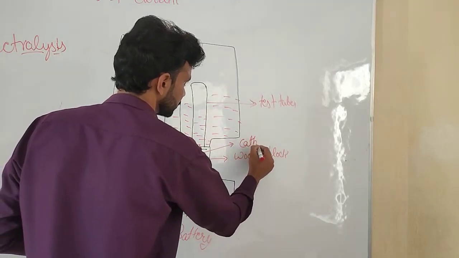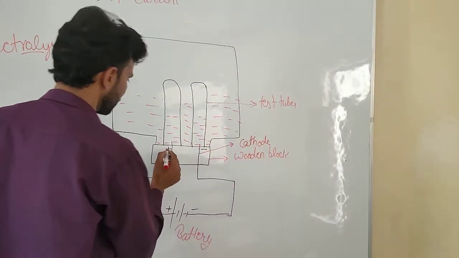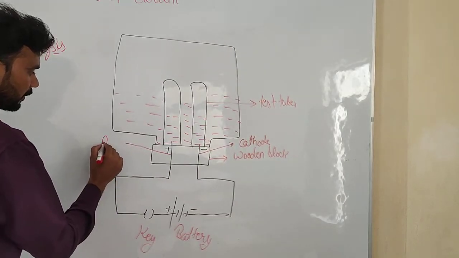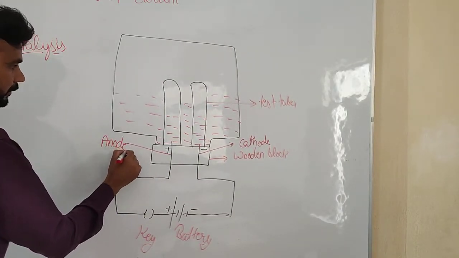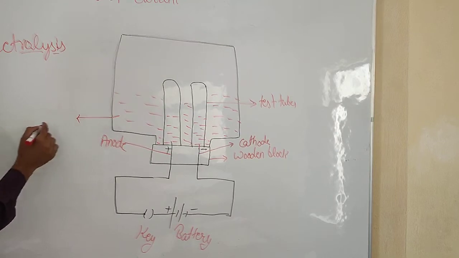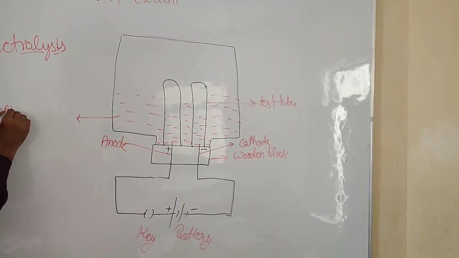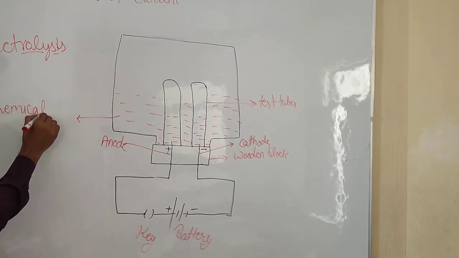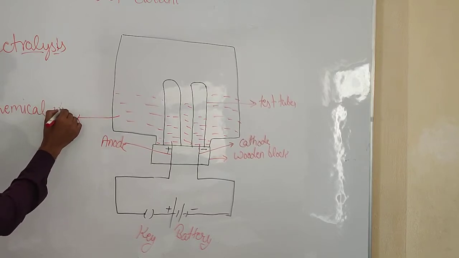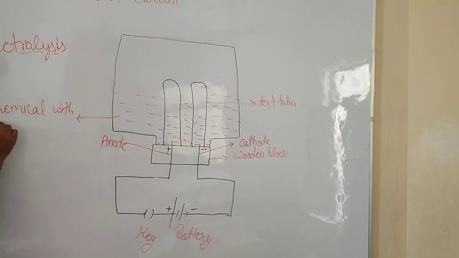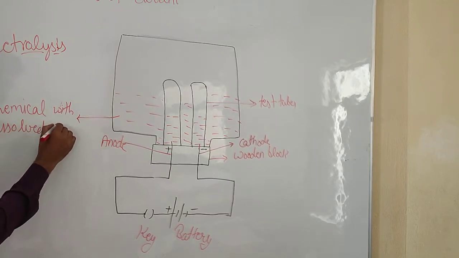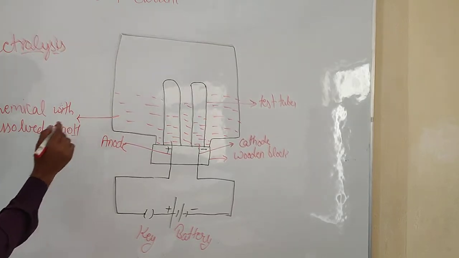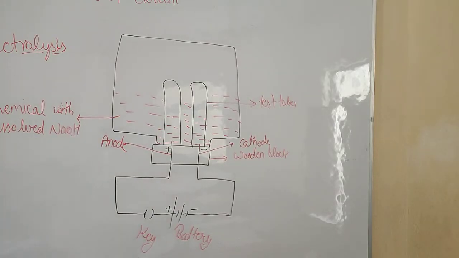Cathode, anode, and this is the chemical with the dissolved NaOH. We know that NaOH is an electrolyte, so current will pass through it.